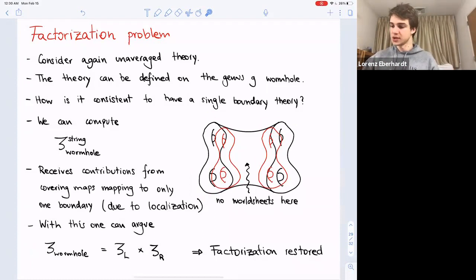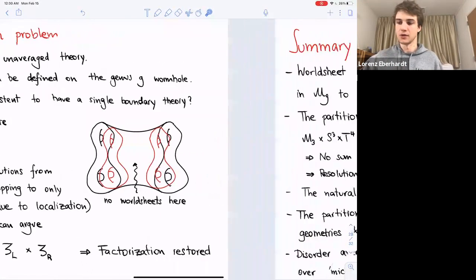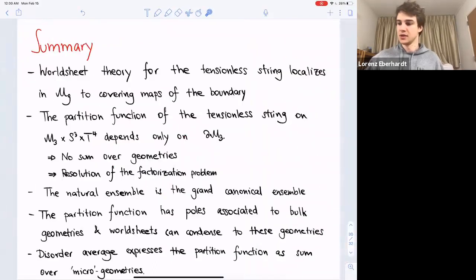So you can do it on this geometry and you get already a perfectly factorized answer. And so that's basically how this theory gets away with not having an ensemble average. Okay. Yeah, with this I would summarize.